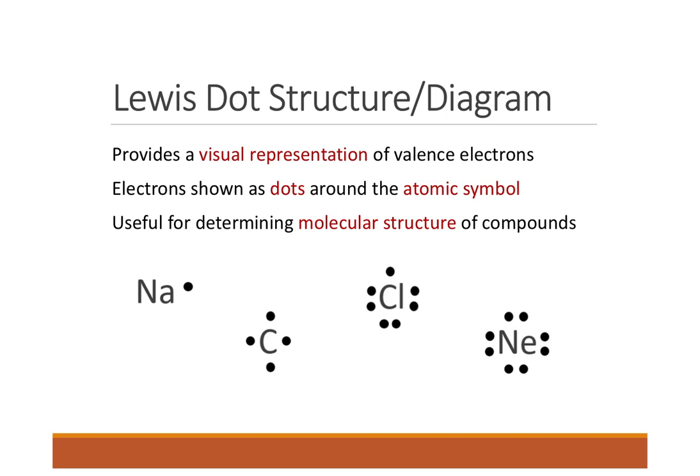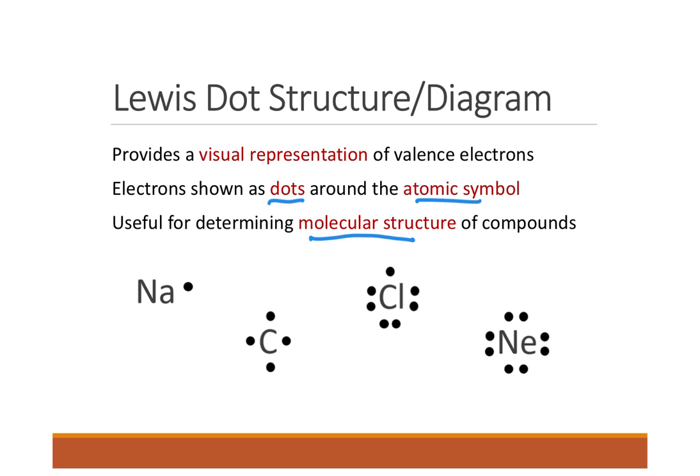The Lewis dot structure, or Lewis dot diagram, gives you a visual representation of the valence electrons for any particular element. These electrons are shown as dots around the atomic symbol. We're going to use Lewis structures for determining the molecular structure of a particular compound that's formed by combining 2 or more elements. And we'll be getting into that as we move into this unit.